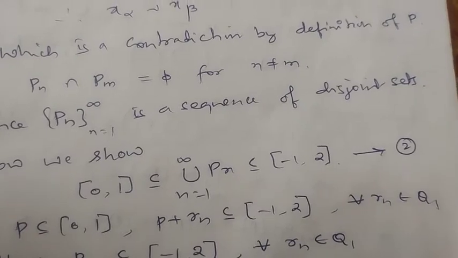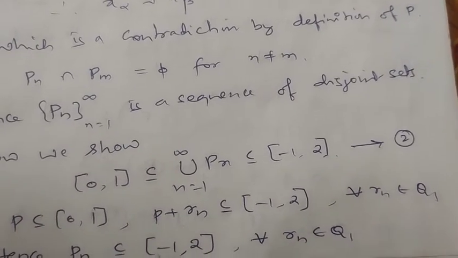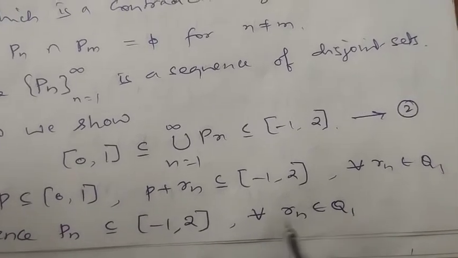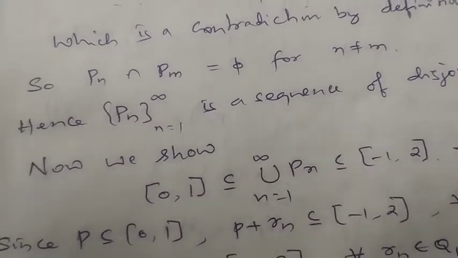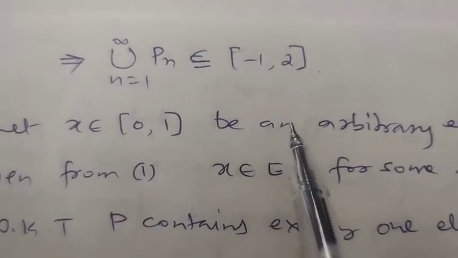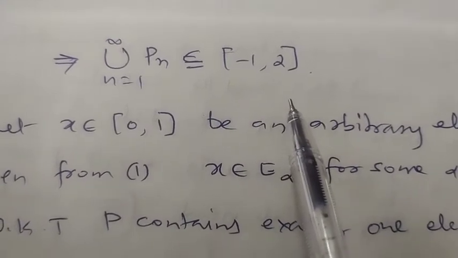Pn belongs to where? Pn belongs to P plus Rn, which means Pn belongs to minus 1 comma 2 for every Rn belongs to Q1. So therefore the union of n equal to 1 to infinity Pn belongs to minus 1 comma 2.